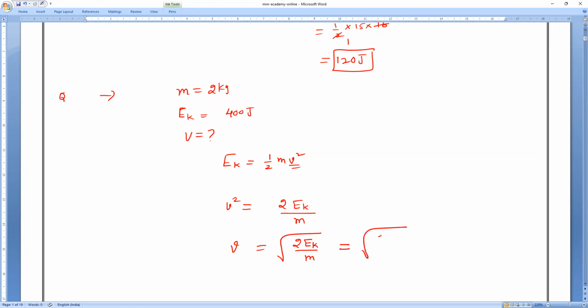So velocity equals root over 2 into kinetic energy 400 divided by mass 2. So 2 will get cancelled, and we get root over 400. Root over 400 means I'll write 20 square, and square and root will get cancelled. What is the answer, everybody? 20 meter per second. That's all. Solve it.